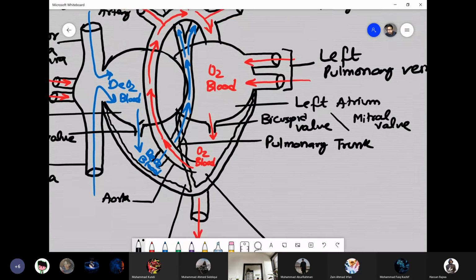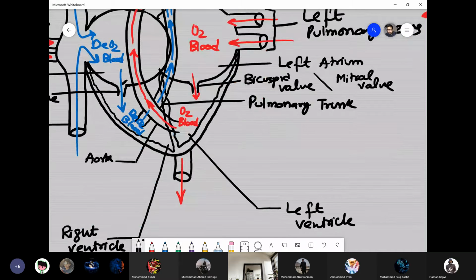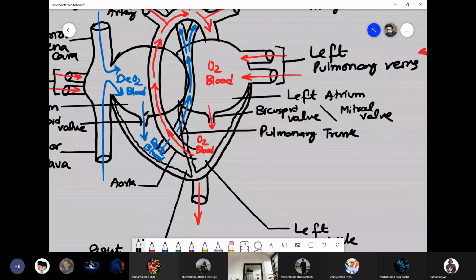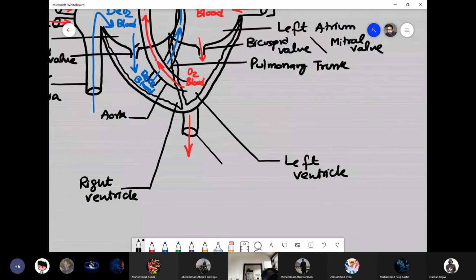Then boys, this blood vessel, which you see, the aorta, went from the back of the heart and then came down. This blood vessel is called the descending aorta.